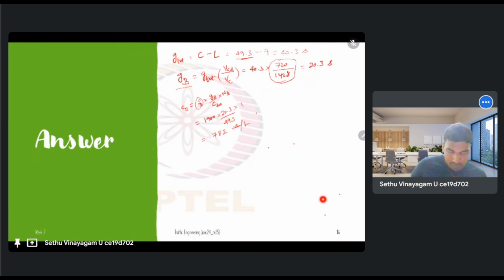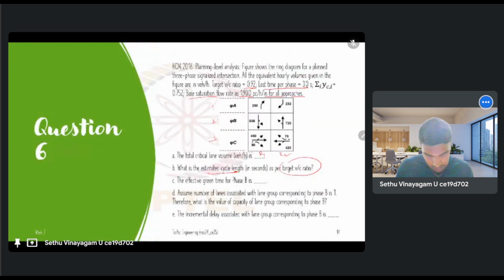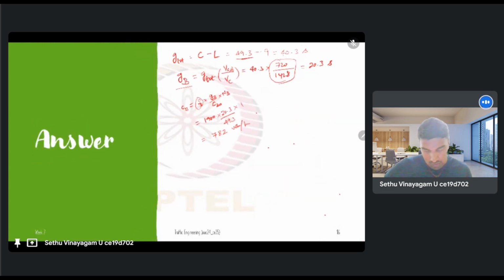Okay, and then the final question was to find the incremental delay associated with the lane group corresponding to phase B. In planning level, the formula differs. Earlier we saw one formula with K and I for incremental delay, that is from the operation analysis. For the planning analysis, it is slightly different.